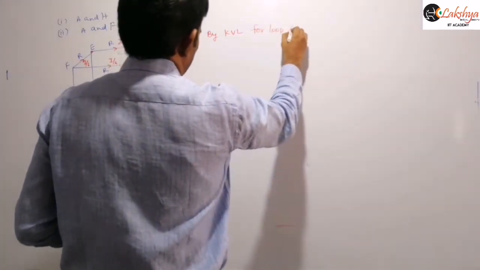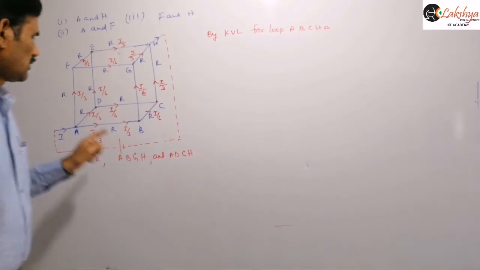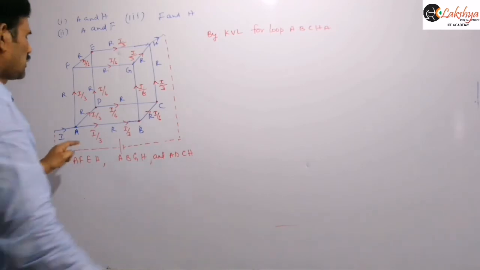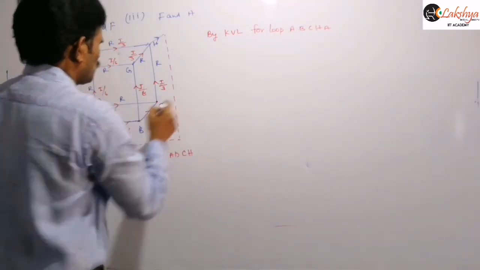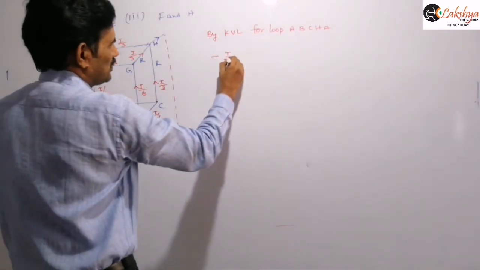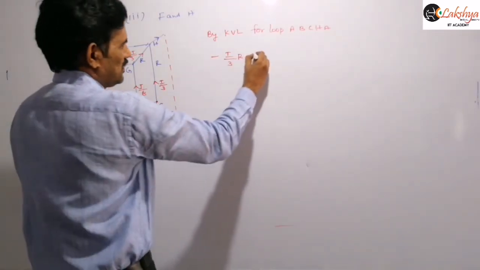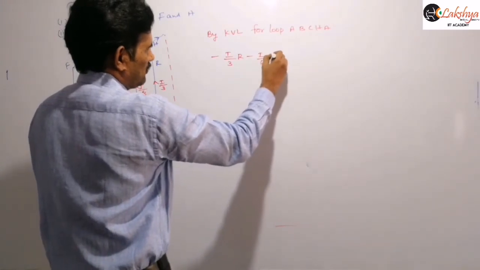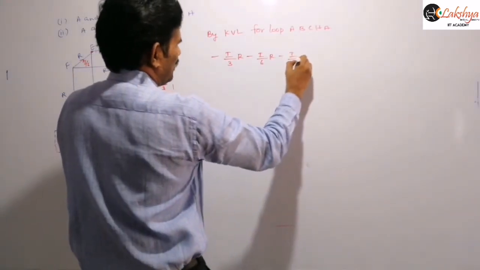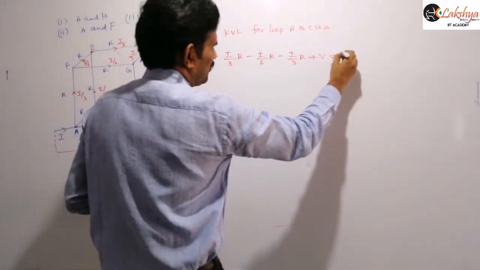So for loop A, B, C, H, A, that means I am traveling directly along this path, including this cell here, right? And so I am writing these values here. So see this. Here current is I by 3. So I by 3 into R, minus I by 3 into R. Next here B to C, current is I by 6, minus I by 6 into R. Next from C to H, I by 3, so minus I by 3 into R. Plus V, when you are reaching this point here, plus V is equal to 0.